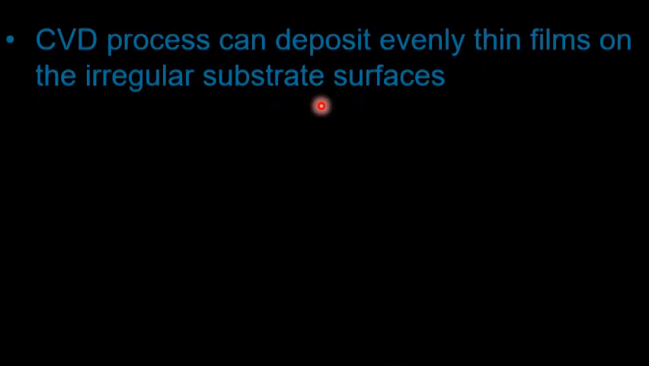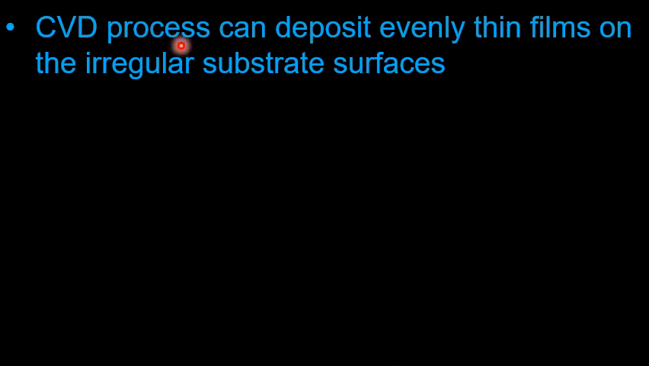Now, students, the interesting property of the CVD process is that with CVD you can deposit a uniform, evenly thin film even on irregular surfaces. This is because CVD is not a line of sight process. The reactants, in the form of gas, are introduced inside the reaction chamber, and they get chemically reacted over the whole surface of the substrate without considering the roughness or irregularity of the surface. This means that you get a highly uniform, evenly thin film on the surface of even a rough substrate.